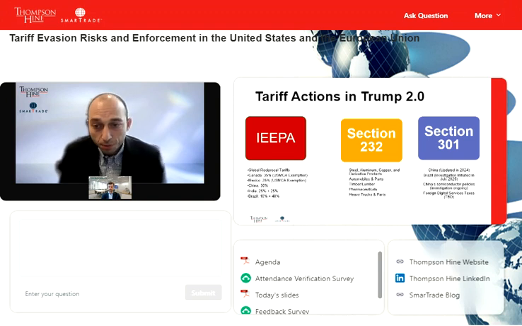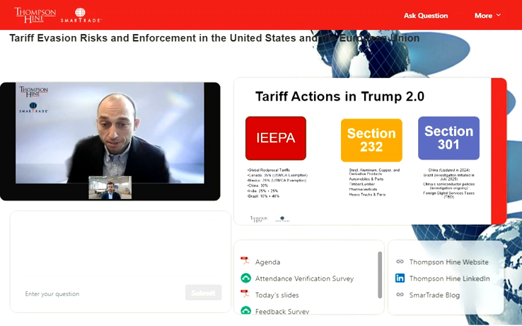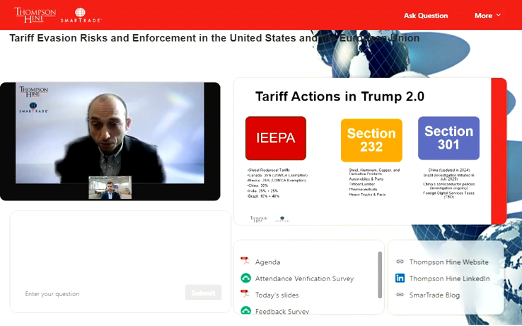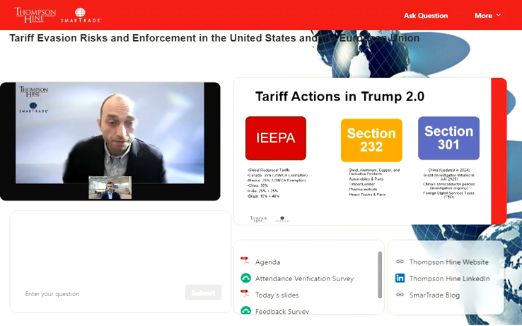Obviously, the biggest one is the steel and aluminum tariffs. They were established during the first Trump administration, but during the second Trump administration, the scope of these tariffs was significantly expanded, and now they apply to various derivative products that incorporate steel or aluminum content. The administration also imposed new Section 232 tariffs on various additional products like copper, light vehicles, heavy trucks, medium trucks, and buses.